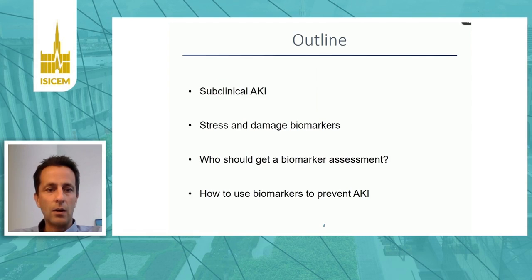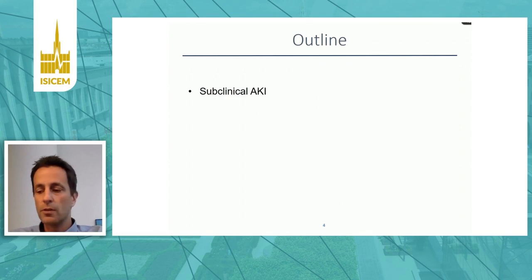Here you see my outline. First of all, I will introduce the subclinical AKI concept. Then I will talk about stress and damage biomarkers. Then I will talk about who should get a biomarker assessment. And in the last part, I will talk about how to use biomarkers to prevent acute kidney injury. But first of all, I will start with subclinical AKI.